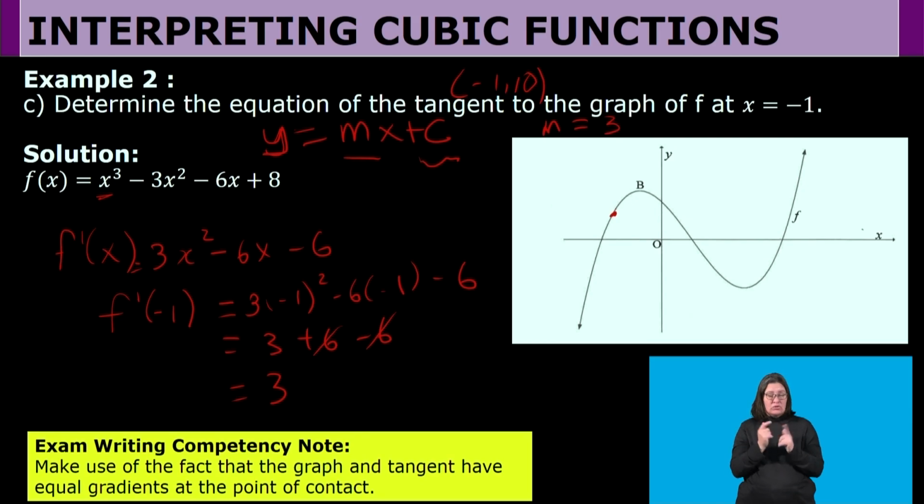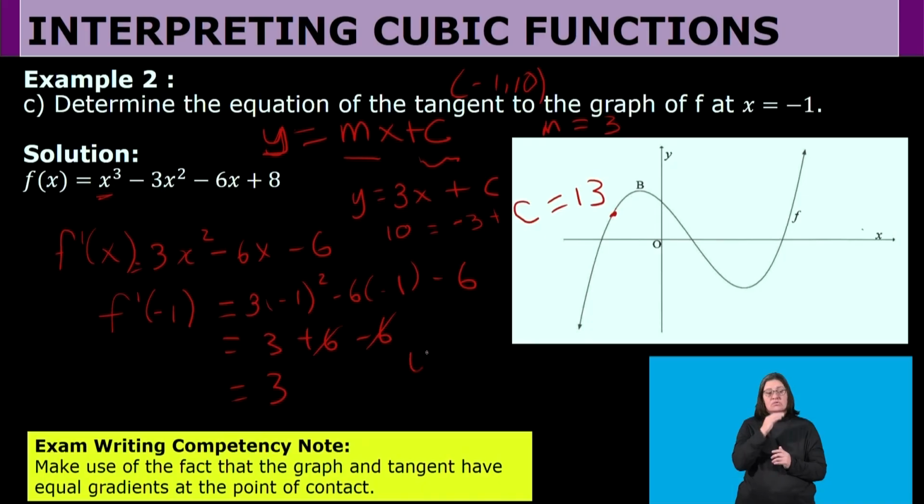To find the equation, we use y is equal to mx plus c. We still need the y-intercept. So we say y is equal to 3x plus c. And we substitute x is minus 1, y is 10. So we get 10 is equal to 3 times minus 1, which is negative 3, plus c. So therefore, 10 plus 3 is equal to 13. c is 13.